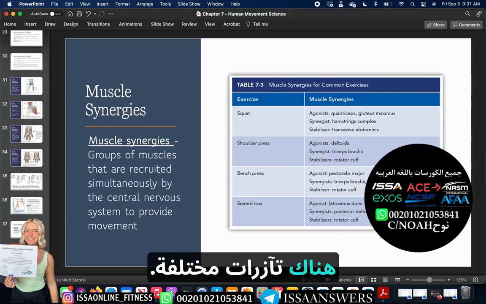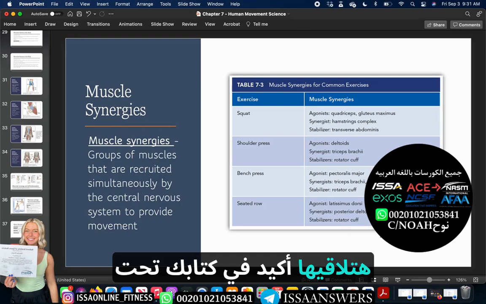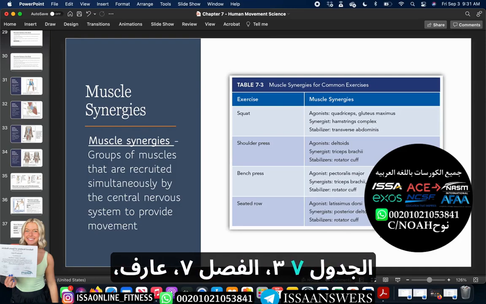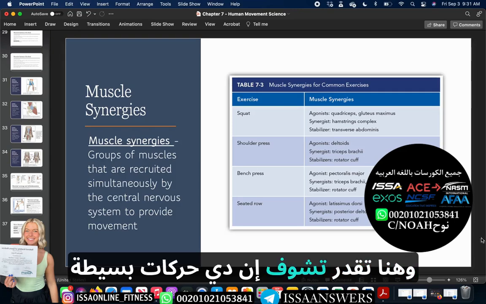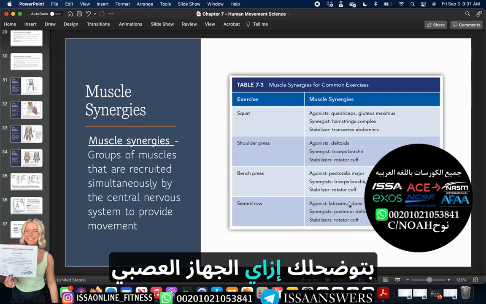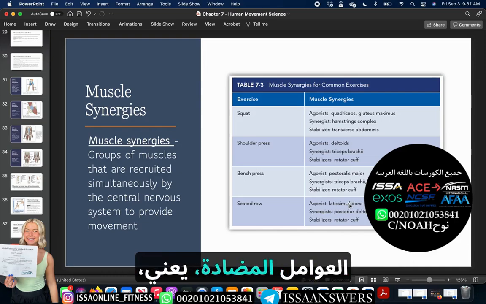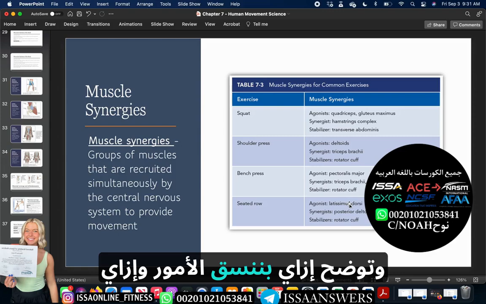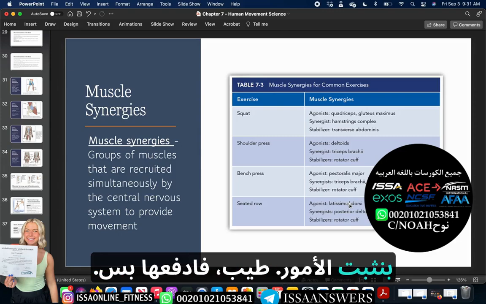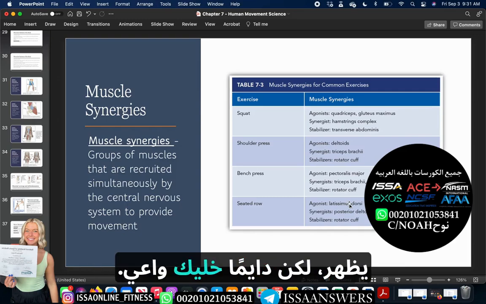Here we can see that there are different synergies. I'm not going to get into detail on these, but you want to pay attention to that chart. You'll definitely find it in your book under table 7.3, chapter 7. And you can see here that these are simple movements that would show you how the central nervous system provides output in a way to show agonists, to show how we synergize things and how we stabilize things. Okay? So just pay attention, again, this might be a test question that might pop up, but always be aware.